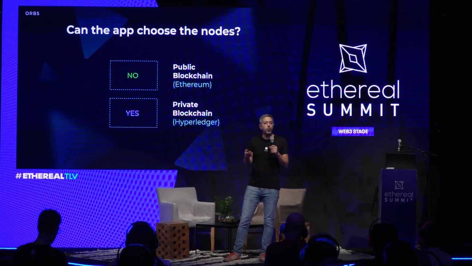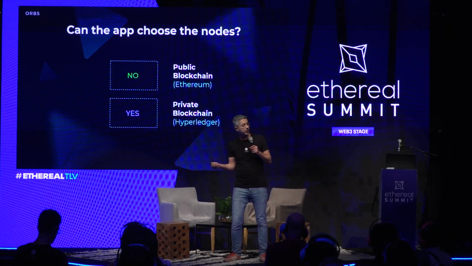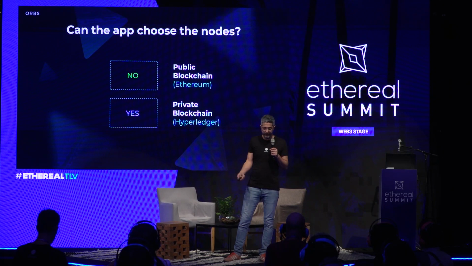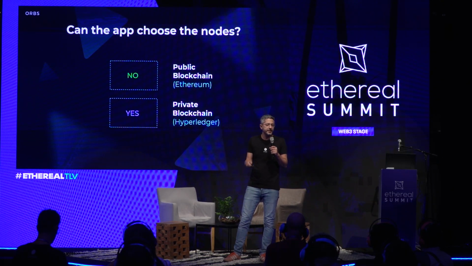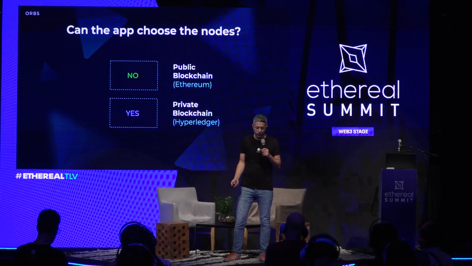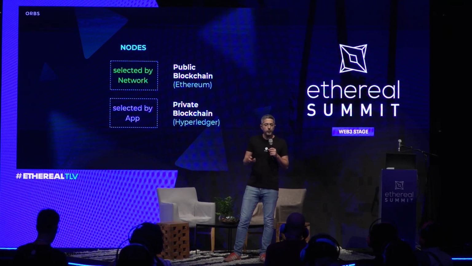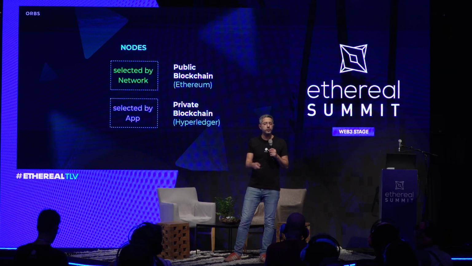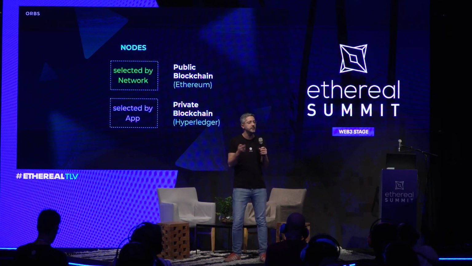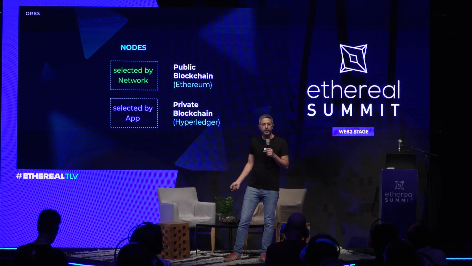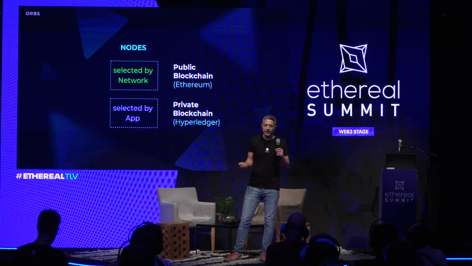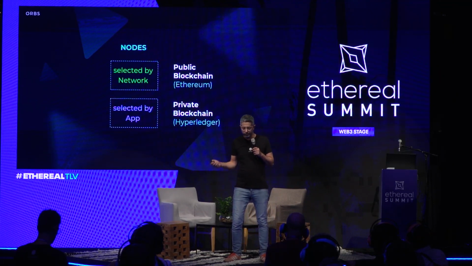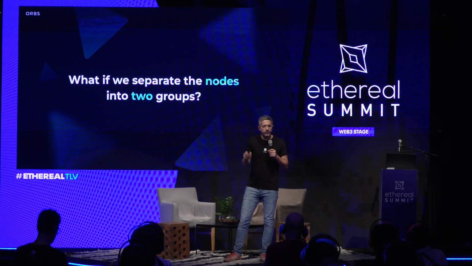And if Walmart is implementing Hyperledger for a supply chain use case, for example, in a private blockchain, of course Walmart is going to choose the identities of the nodes. So if we talk about nodes, in a public blockchain, nodes are selected by the network, usually using some sort of incentive system. And on the private blockchain, just the app selects them. It's their prerogative.